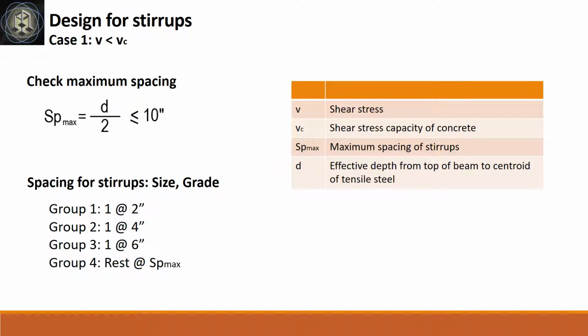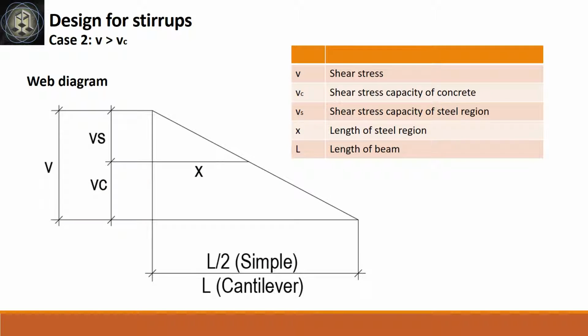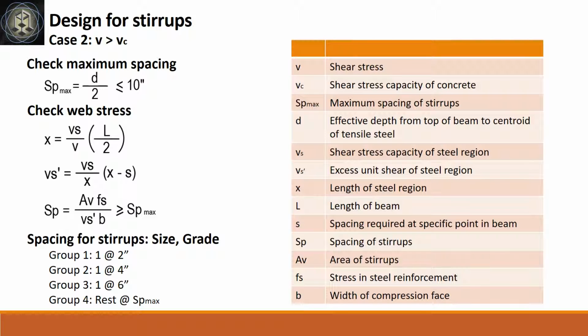For the evaluation of stirrup design, case 1 is where the shear stress does not exceed the shear stress capacity of concrete. Therefore, follow the slide for the spacing of stirrups. We use case 2 when the design shear stress is greater than the shear stress capacity of concrete. Refer to web diagram from previous slide to check the web stress. When the spacing of stirrups S is greater than or equal to our specified S max, which is 10 inches, refer to current slide for final spacing of stirrups.